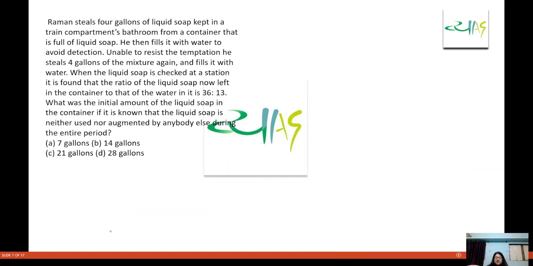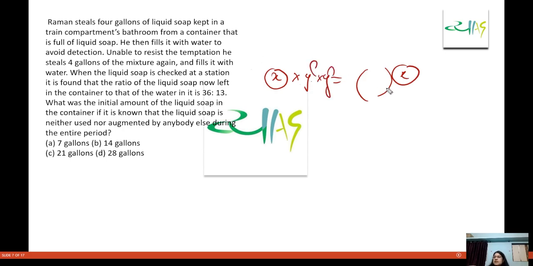Now I hope everybody understands this. I will explain this one more time because I am doing this question in a very abstract manner, or intuitively. So once again, try to understand. I started with x gallons of soap. If after two iterations, two times removing, it becomes something times x, then obviously I can find out.